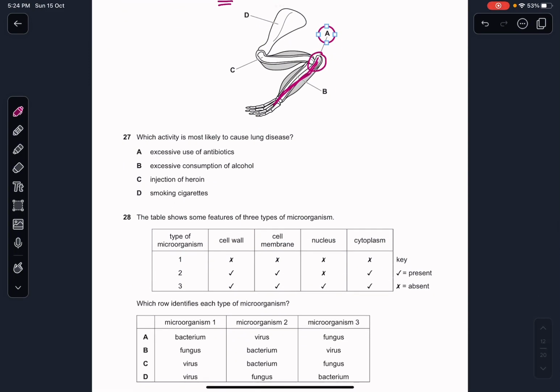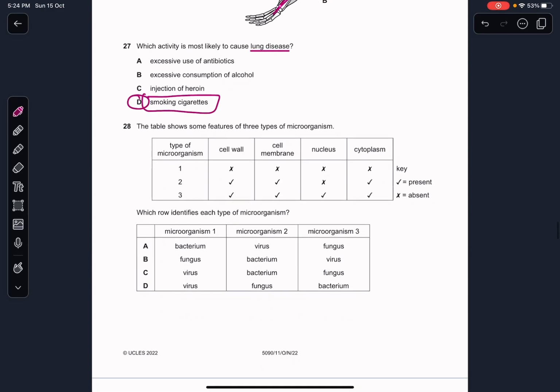Which activity is most likely to cause the lung disease? It is obviously going to be smoking cigarettes. It is very straightforward.